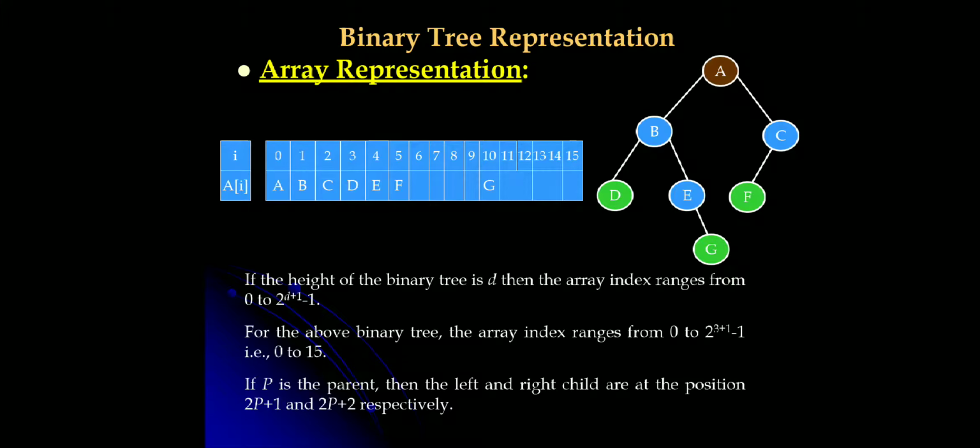If you consider an example, the root node is positioned at 0 in the array, and where to place node B, which is the left child of node A? It is 2p plus 1. 2 into 0 plus 1, what you will get is 1. So B is placed at position 1. And the right child C, where to place the right child? It is 2p plus 2. The parent position is 0.